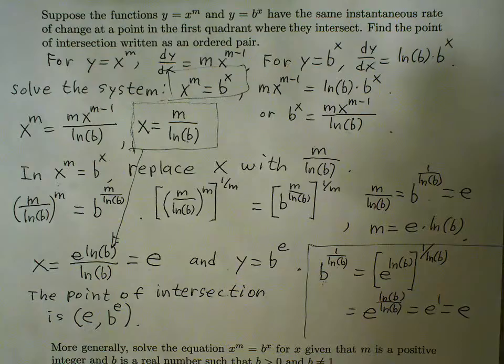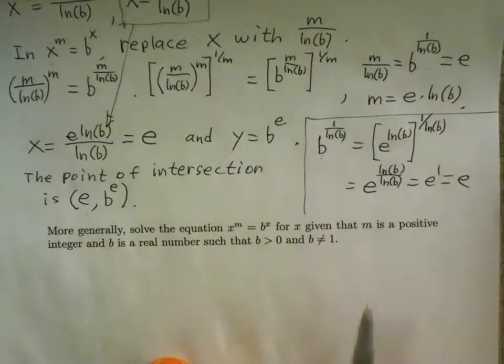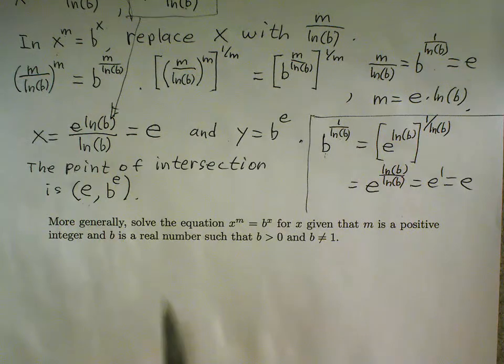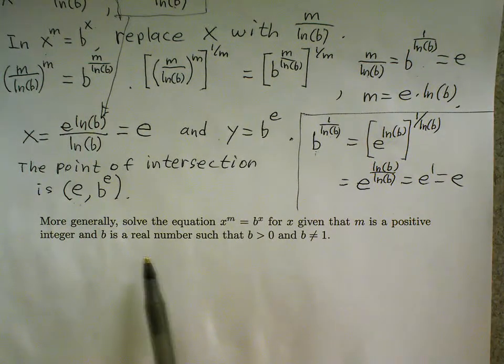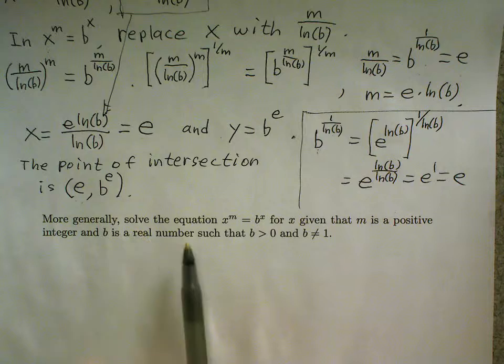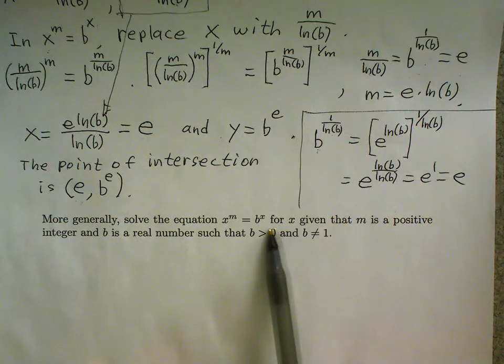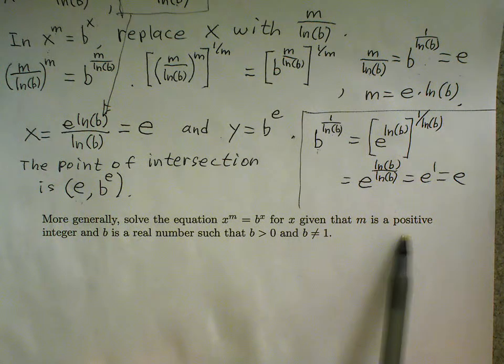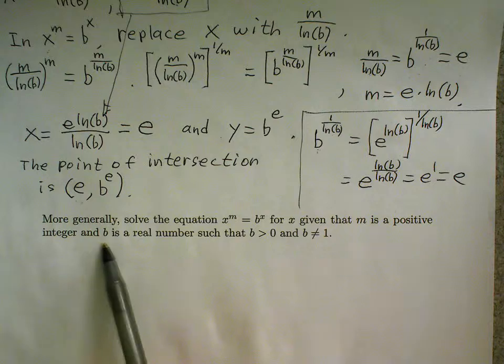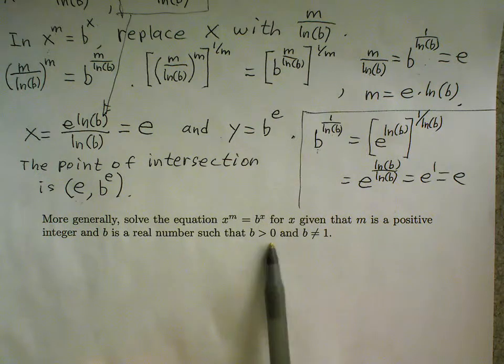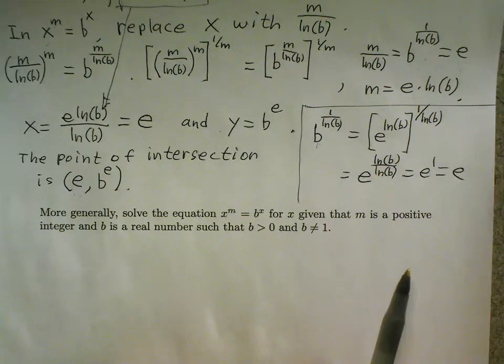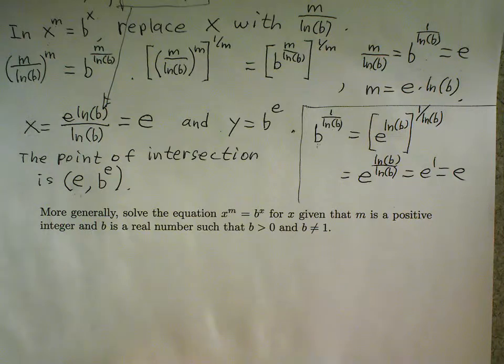Okay, the next part, we'll consider a more general situation. Solve the equation x to the m equals b to the x. Solve this for x, given that m is a positive integer and b is a real number such that b is greater than 0 and b is not equal to 1. So in this case, we're not requiring that the two functions have the same instantaneous rate of change at the point of intersection.